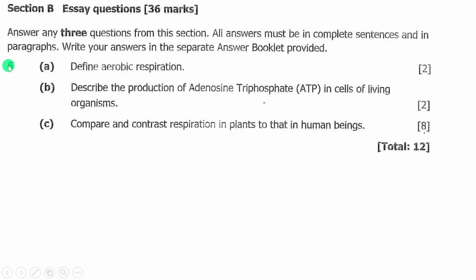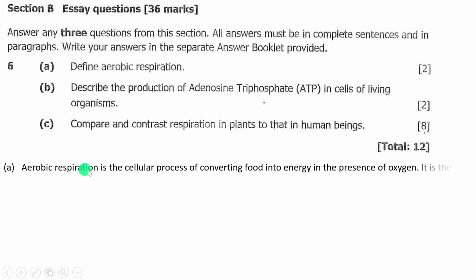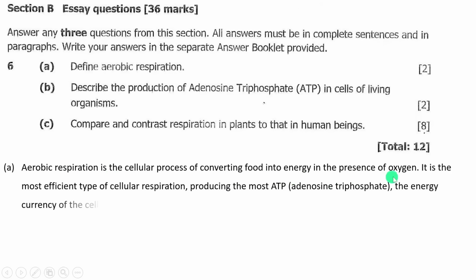Like question 6, part A says define aerobic respiration. So we are going to answer. Then part B says describe the production of adenosine triphosphate, ATP, in cells of living organisms. Then C says compare and contrast respiration in plants to that in human beings. So in answering this, we'll start with part one. We will define aerobic respiration as the cellular process of converting food into energy in the presence of oxygen.